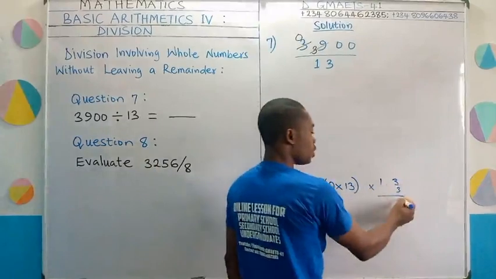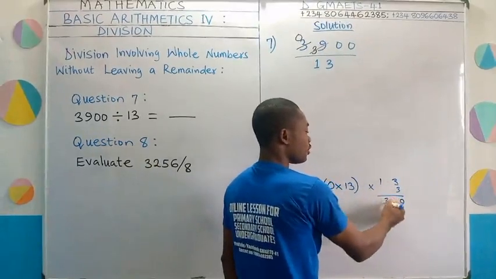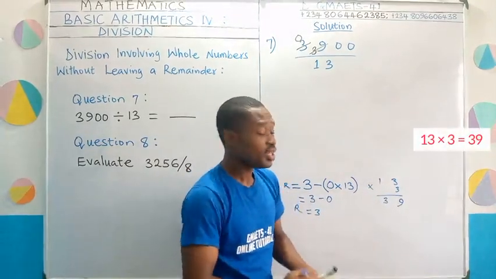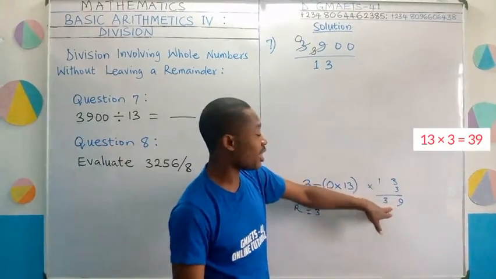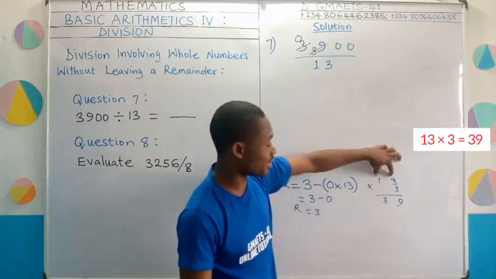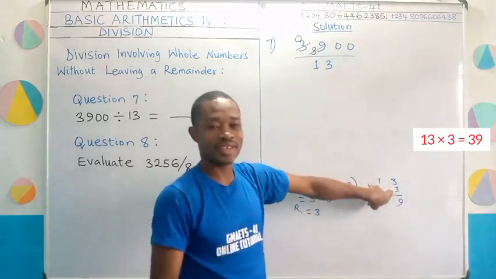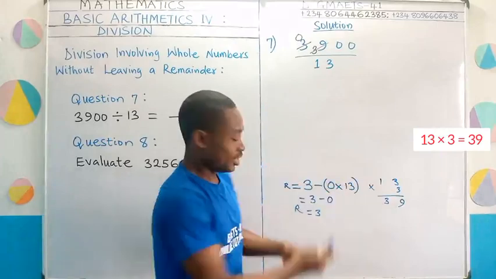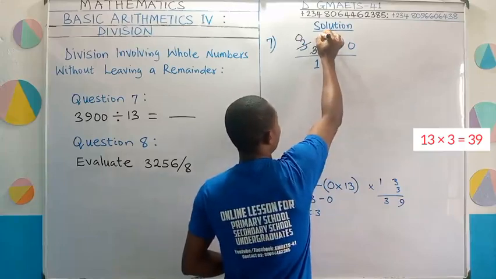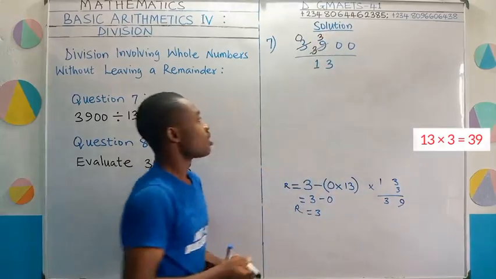Now, 3 times 3 will give you 9. And 3 times 1 will give you 3. So you notice that 13 times 3 is equal to 39. If this is the answer of multiplying 13 by 3, it means the answer 39 divided by 13, you will get 3. Are you following, right? Good. So from here, we have that 39 divided by 13 is equal to 3.